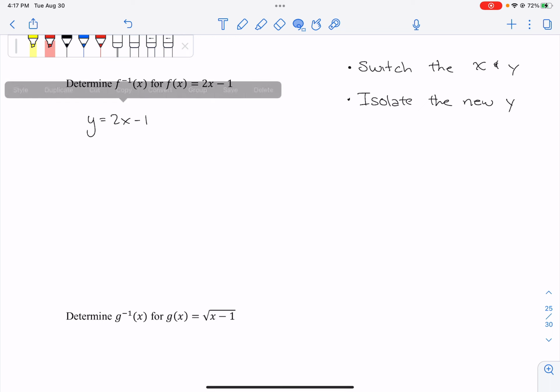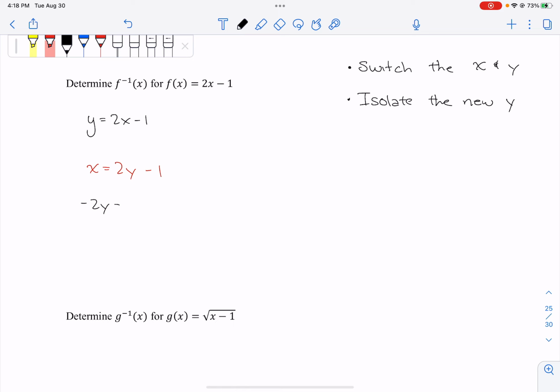So if we look over here, we switch the x and the y, so x is equal to 2y minus 1. Negative 2y is equal to negative x minus 1. Y is equal to 1/2 x plus 1/2. This is my original function, and this is my inverse function.